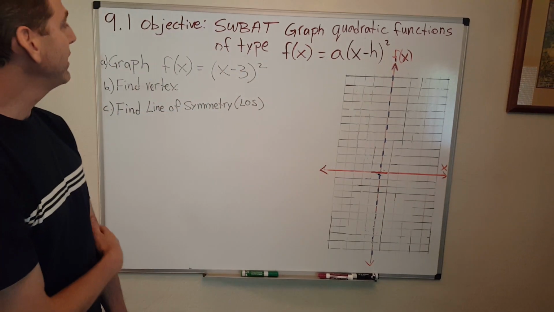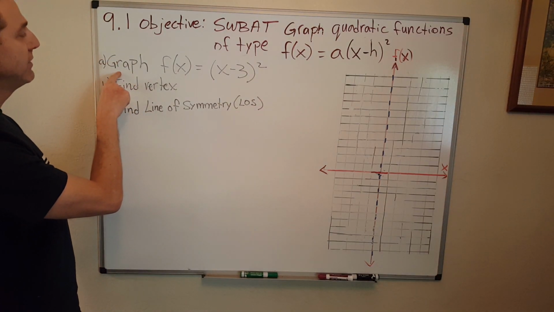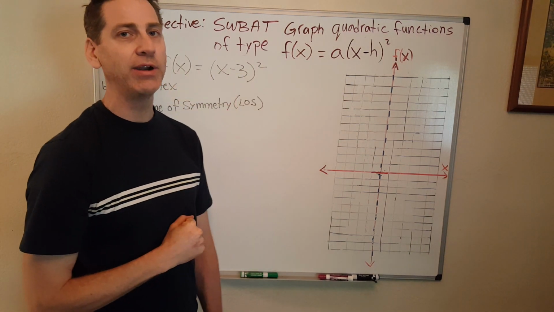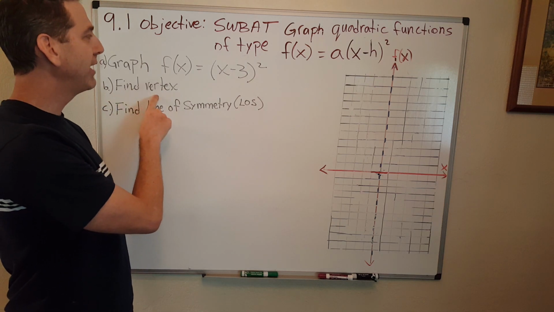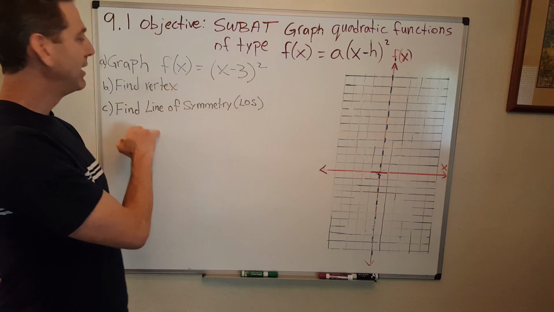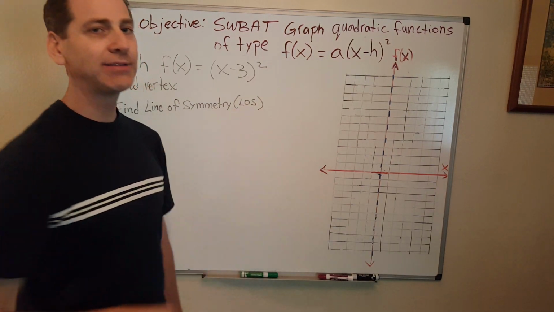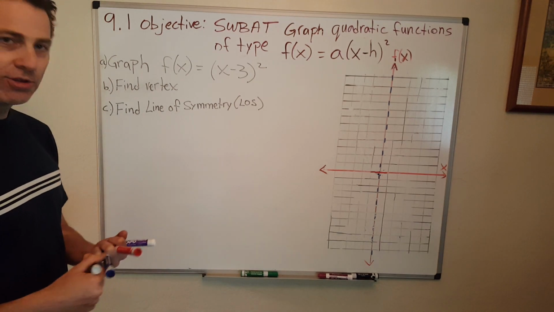So the first thing, we're going to do a little example. The example is we're going to graph f of x equals x minus 3 squared. We're going to do a little bit more than that. We're also going to find the vertex of that function, and we're going to find the line of symmetry, or the LOS, of this function. All right, so let's get right to it.